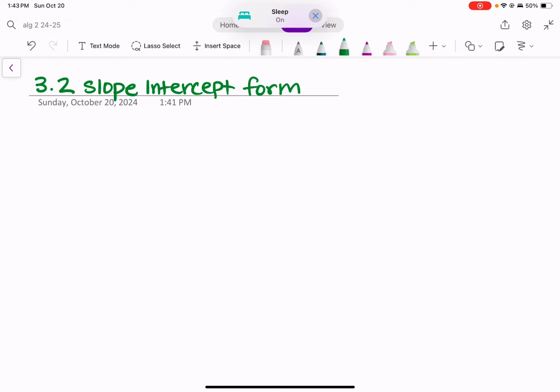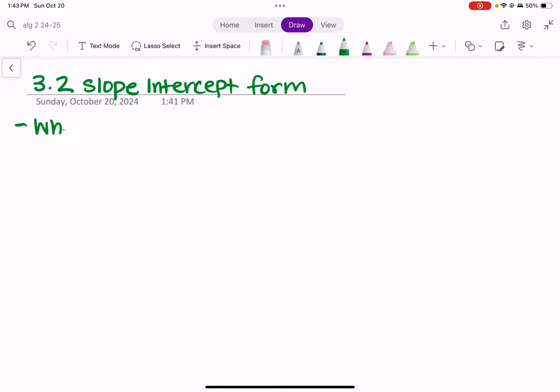Okay, so again, this whole unit is talking about linear functions, right? Linear functions are straight lines, meaning that there's a constant rate of growth. It's growing by the same amount every single time. The next few lessons are going to be talking about how we actually model it in an equation.